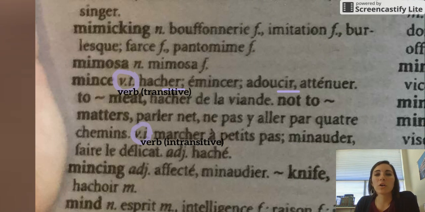Next, we're looking at verbs. So we have nouns and verbs. Those are the parts of speech we have so far. This word is mince. That means to cut something up very, very finely. It is a verb, and you can see that because the abbreviation is V. And in this case, we have what's called a transitive verb. So it'll tell you VT.